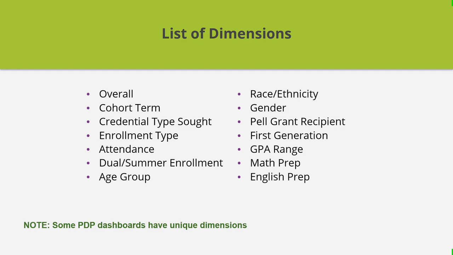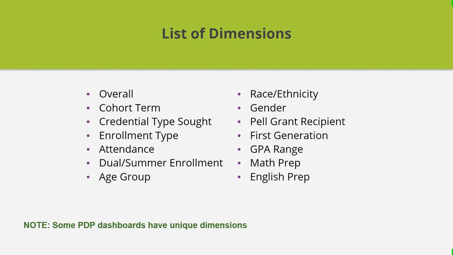Dual summer enrollment segments students who attended the institution as a dual enrolled student or a summer enrolled student before they began their credential seeking experience. Age group is divided into three categories: 20 or younger, 20 to 24 years old, or over 24. Race and ethnicity segments students by their racial or ethnic identity. Gender segments students into male, female, or unknown. Pell Grant recipient segments students as yes, the student has a Pell Grant, no, the student does not have a Pell Grant, or unknown, meaning the Pell Grant status is unknown for that student.